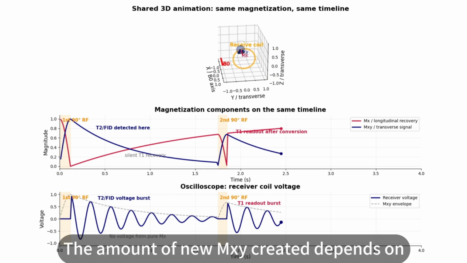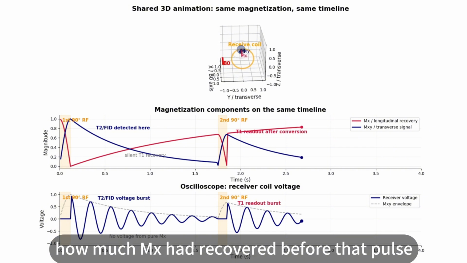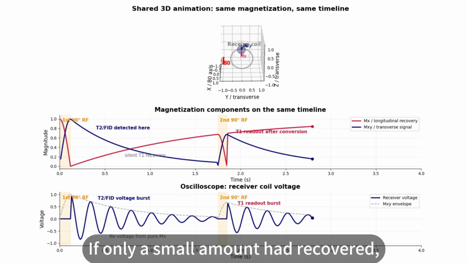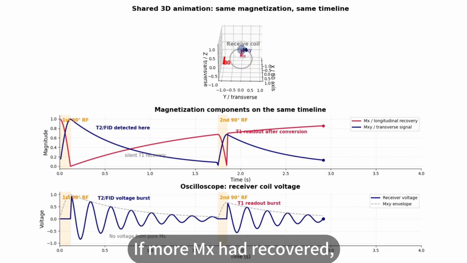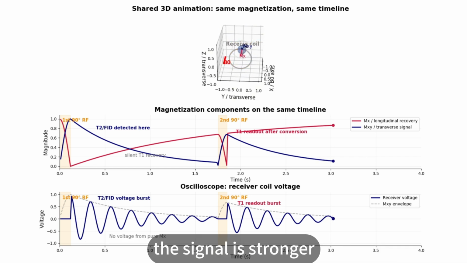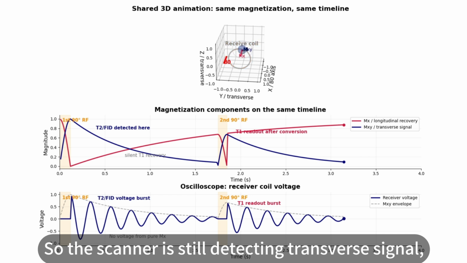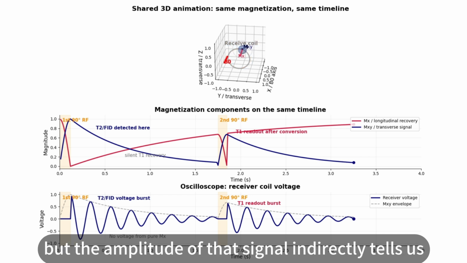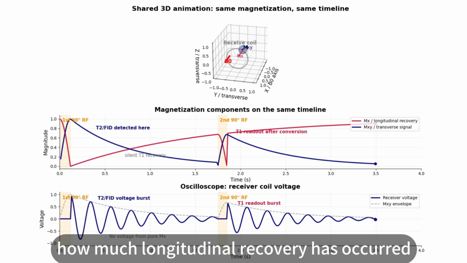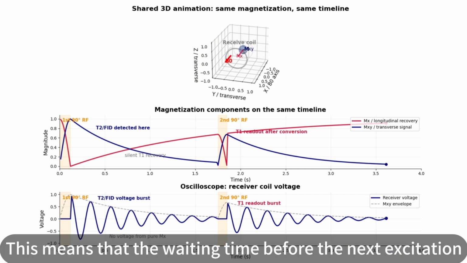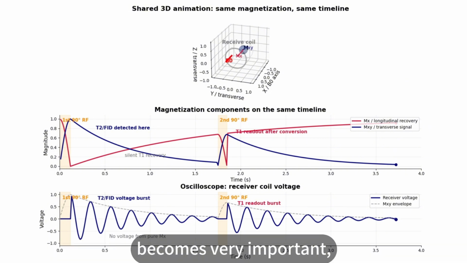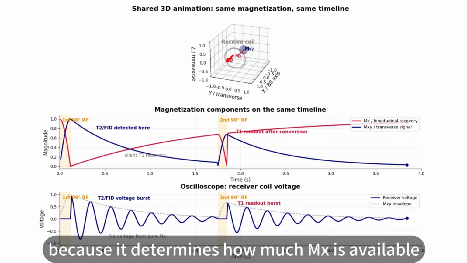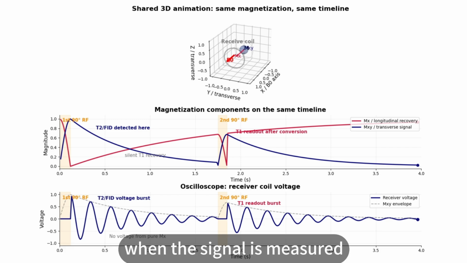The amount of the new Mxy created depends on how much Mz has recovered before that pulse. If only a small amount had recovered, the new signal is weak. If more Mz had recovered, the signal is stronger. So the scanner is still detecting transverse signal, but the amplitude of that signal indirectly tells us how much longitudinal recovery has occurred. This means that the waiting time before the next excitation becomes very important, because it determines how much Mz is available when the signal is measured.